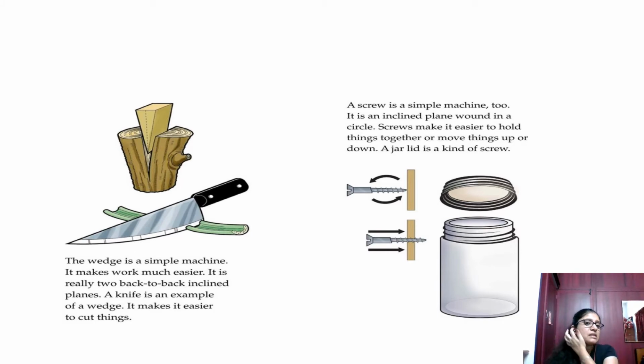Next example is the wedge. The third simple machine is the wedge. It is a simple machine. It also makes our work easier, and it is really two back-to-back inclined planes. Why are they calling it two back-to-back inclined planes? Because the example they give is a knife. A knife is a wedge. Why is it an inclined plane? Because, see, it's a plane. What is an inclined plane? A plane. So when you join two inclined planes together, that becomes a wedge.